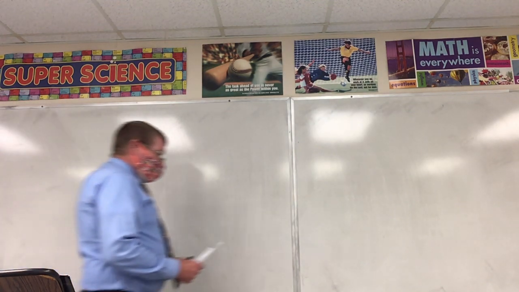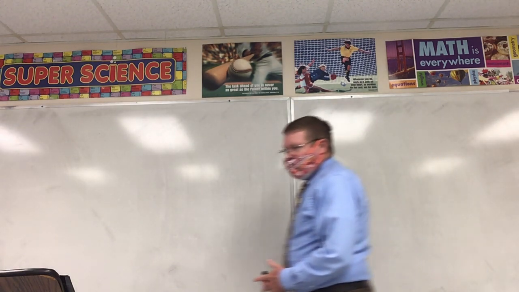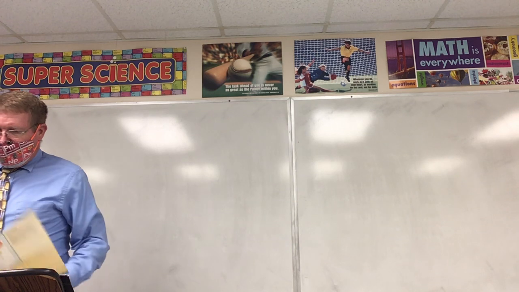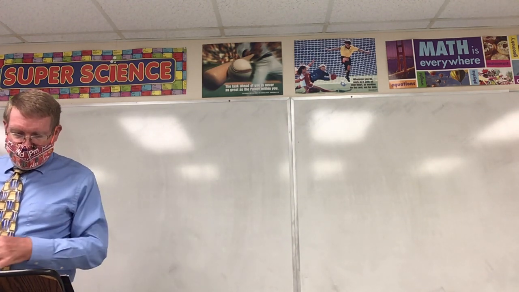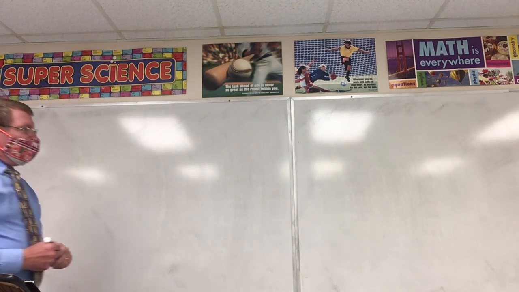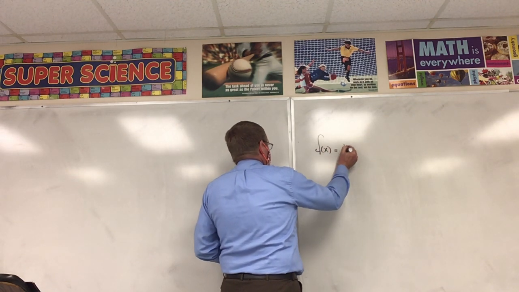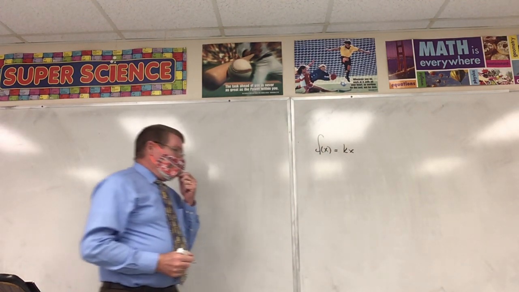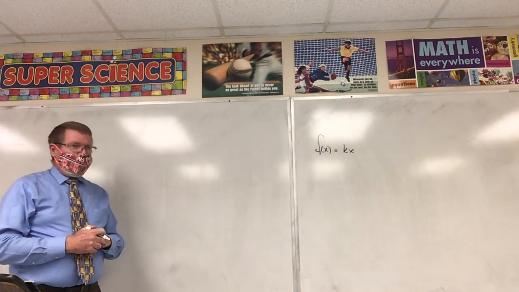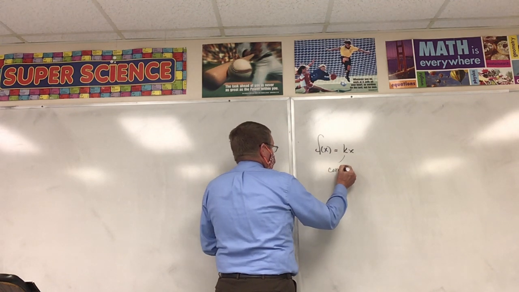All right, today we want to talk about direct variations. A direct variation function looks like this. The function rule will look like f of x equals kx. That is my direct variation function rule. The k is a constant of variation.